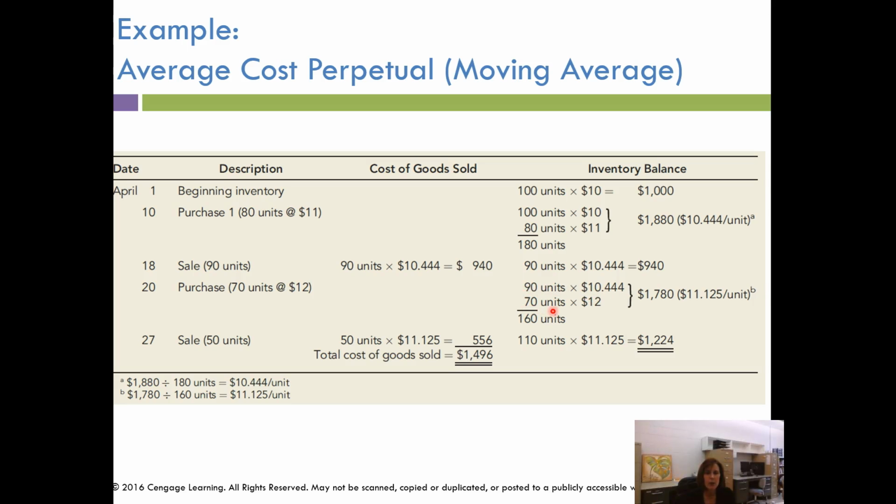Now we bought 70 more units at $12 for a total of $1,780 for those 160 units. And that comes out to $11.125 per unit. Now we sell some more, and it's going to be at the $11.125 per unit. And we didn't buy any more until the end of the period, before the end of the period, I should say. So we don't have to do any more calculations. And this $11.125 would also be the value of our ending inventory.